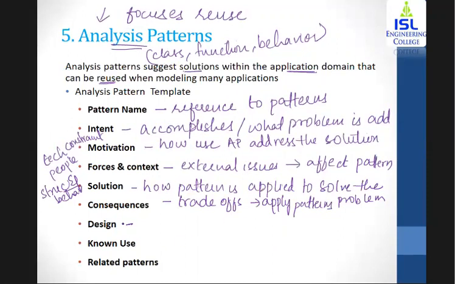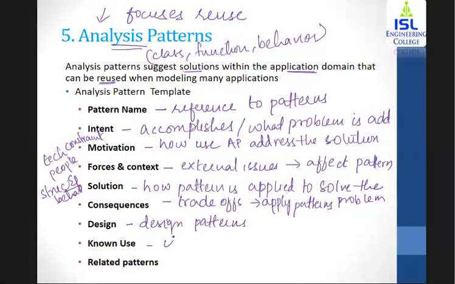The next is design. Design is going to have the different design patterns. If you take an example of a door, there are different types of designs of door. There are designer doors, the normal doors, plywood doors. In the same way within this analysis pattern, you can discuss how this analysis pattern can be achieved by making use of different design patterns.